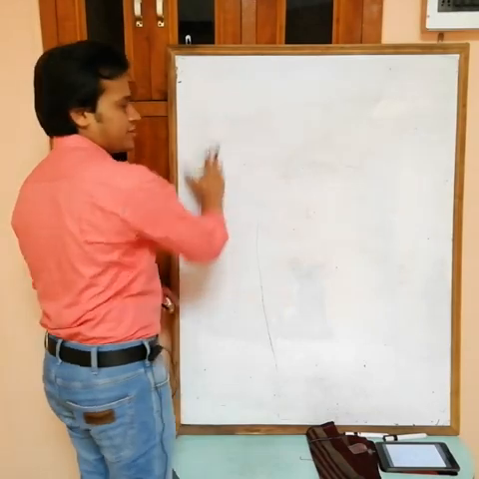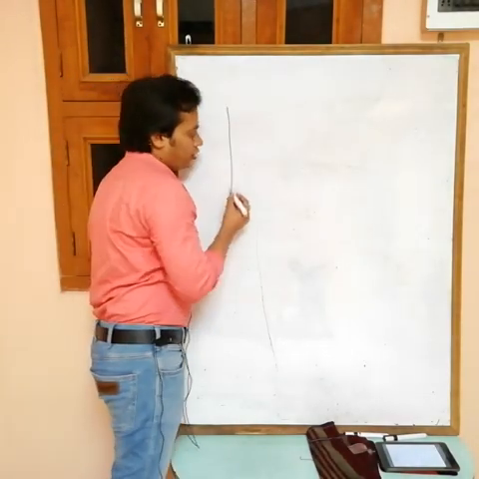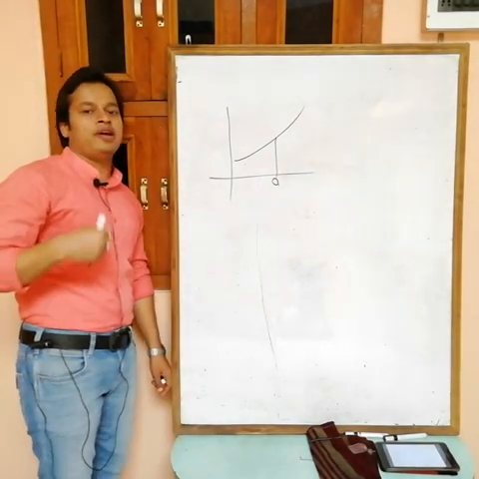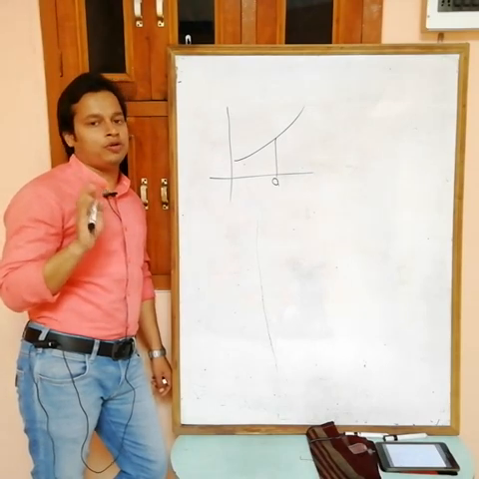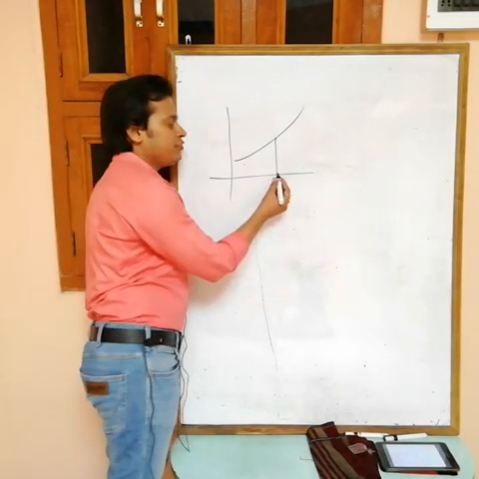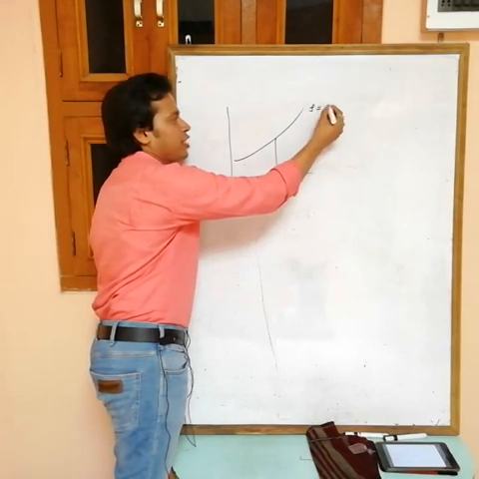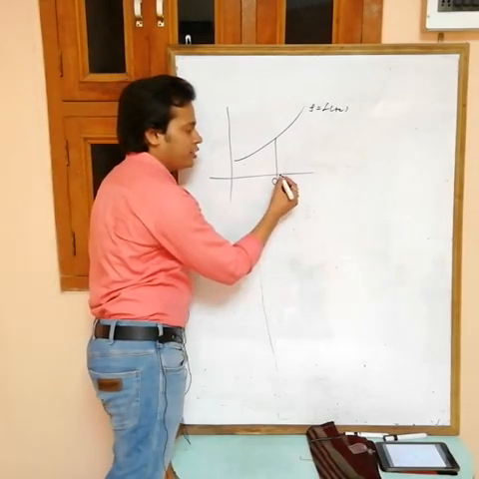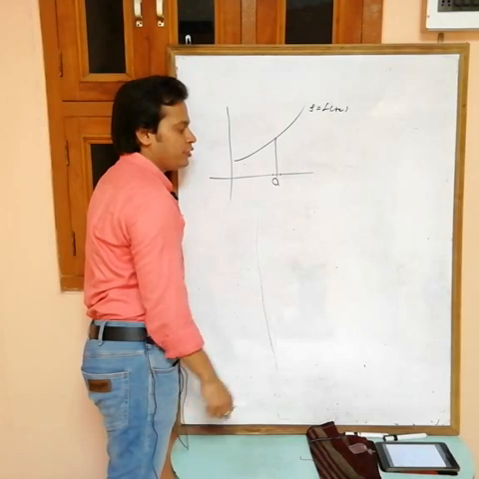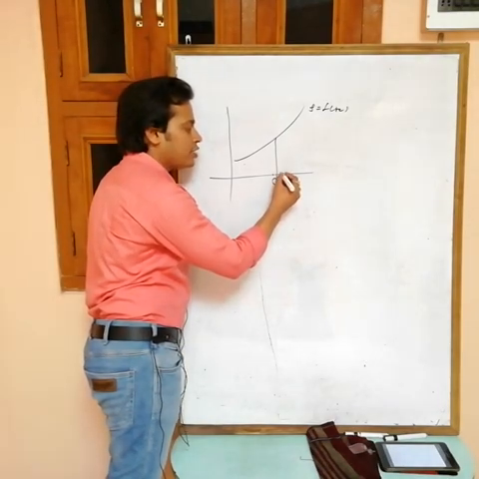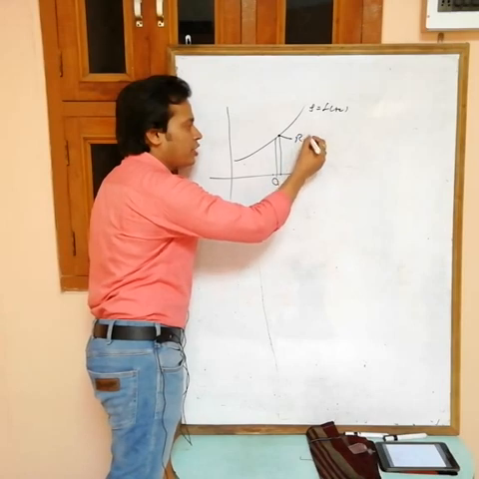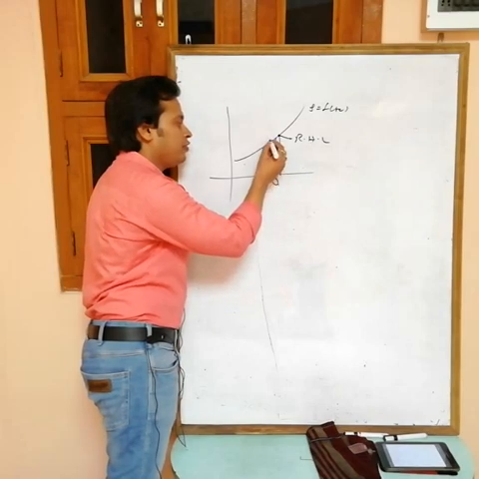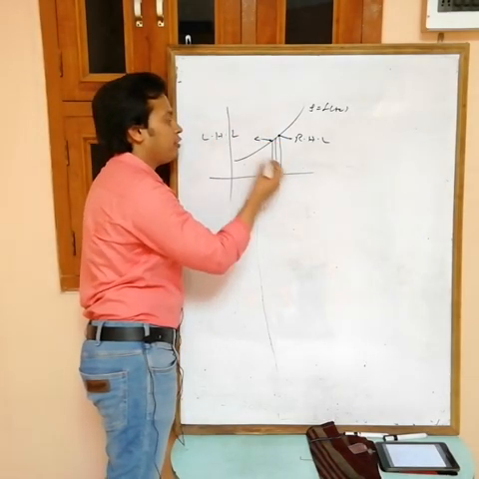Okay, so what is the limit? The limit of any function at a given point A is the value of the function in the immediate neighborhood of A. Okay? This is the limit. If this is the point x equals A, and the function is y equals f(x), then the value of the function in the immediate neighborhood, this is just the next point to A and this one is just the previous point to A. On the right side point, the value of the function is known as the right hand limit, and on the left side point, the value of the function is known as the left hand limit.